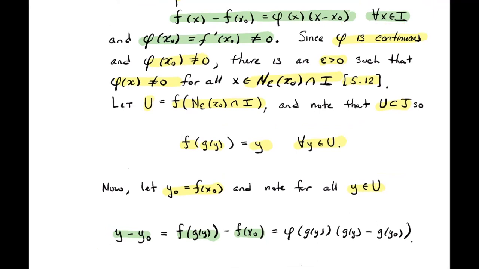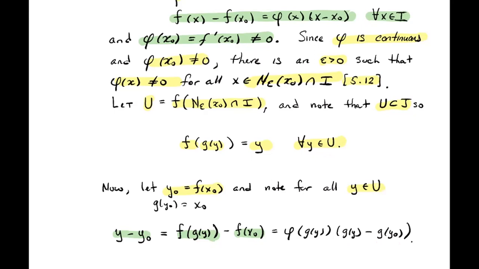Okay, well, g of y is certainly in the interval I because y comes from u, and when you take g of something in u, you're going to get something back in I. x naught comes from I because we've assumed that the whole time. And g of y naught is x naught, because g and f are inverses of each other.